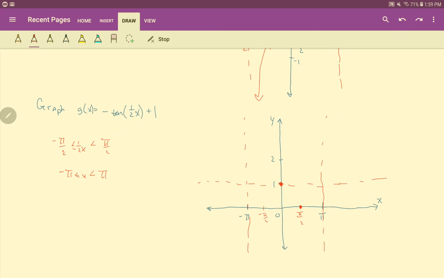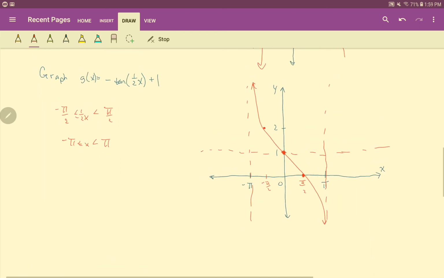Let's plug in negative pi over 2. Negative pi over 2 times 1/2 is negative pi over 4. Tangent of negative pi over 4 is negative 1, times the negative 1 is positive 1, plus 1 is 2. And so we connect the dots. And voila, there's the graph.